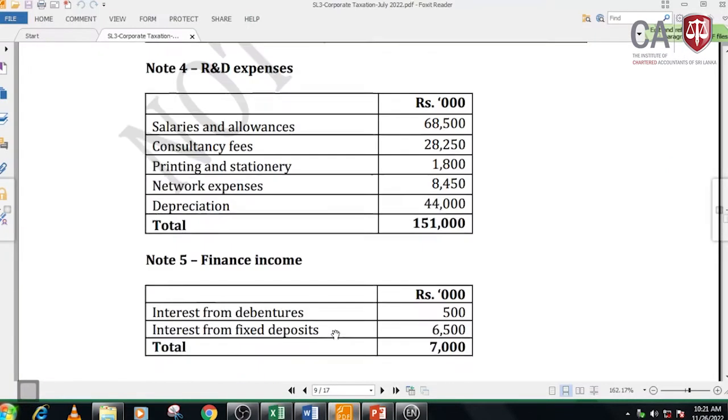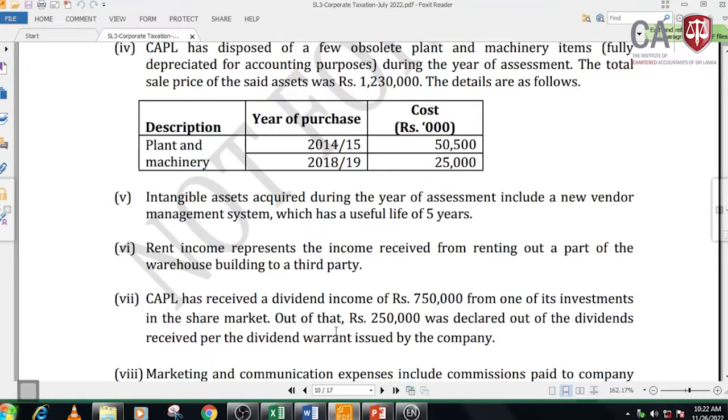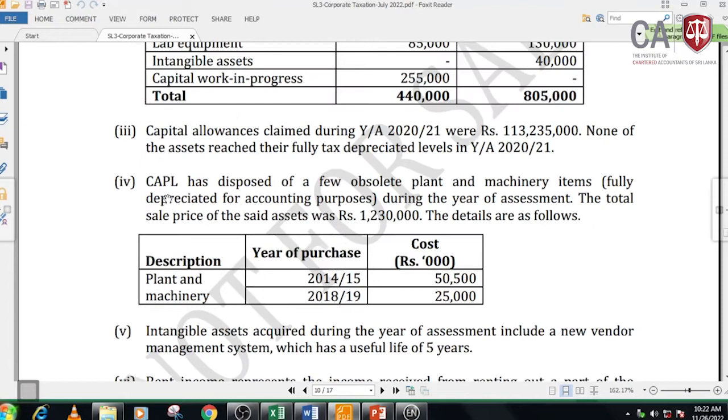Now let me come to next. This one. CAPL has disposed a few obsolete plant and machinery items fully depreciated for accounting purposes during the year of assessment. The total sale price of the said asset, that means my total sale price for both assets, was rupees 1,230,000. The details are as follows. This is the sale price.